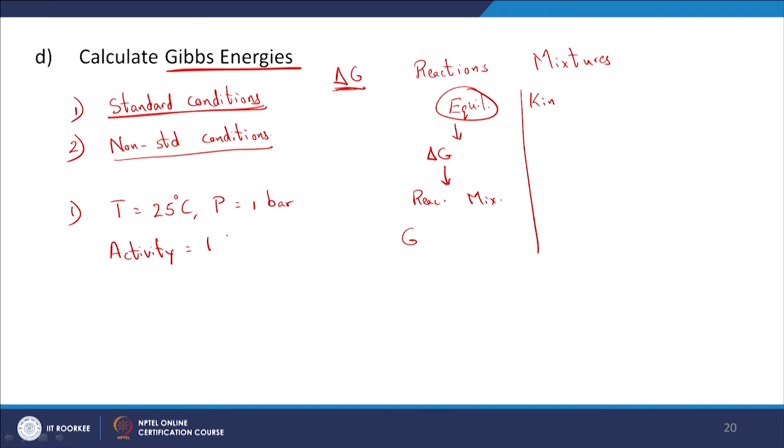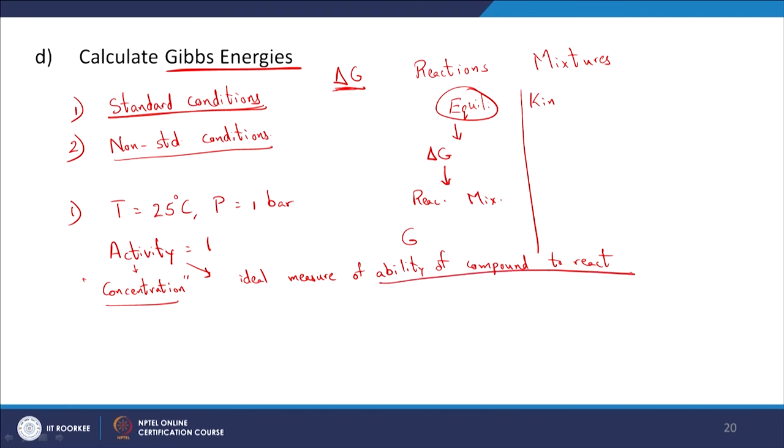For example, understand activity as concentration for now, right? We are going to go through that later. Activity is not the same or equivalent to concentration, but for now, think of activity as an ideal measure of the ability of a compound to react. So it gives you an idea about the ability of a particular compound to react, right? For now you can think of it as the concentration of a particular compound, but we are going to see why we need to look at activity later on.